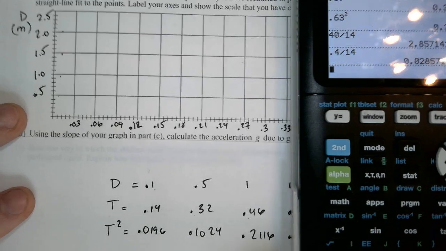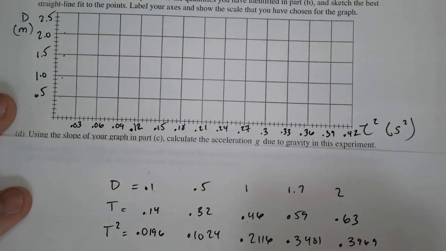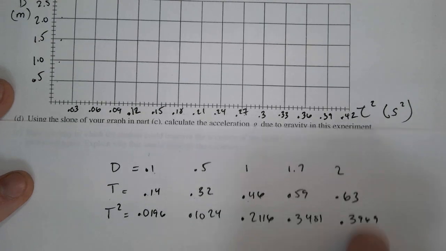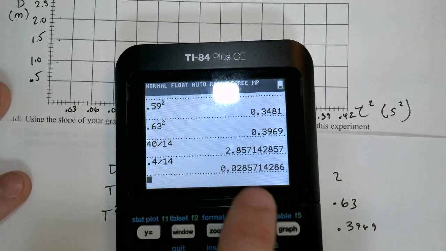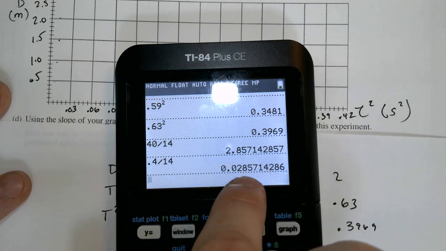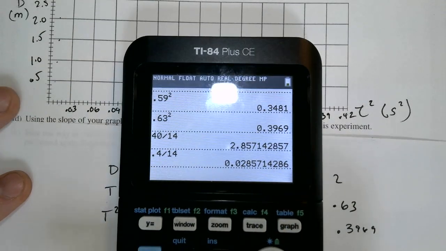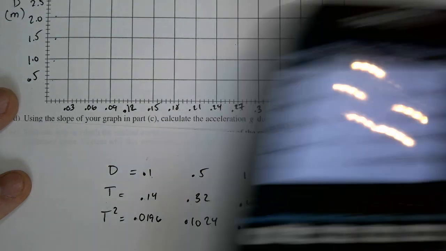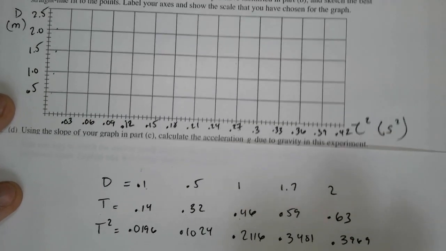Okay, so for those of you wondering how I did that, I realized that I had to go from 0 to 0.4 for the t squared here, and I divided that by how many dashes I had. I got that much, and you can't go under that because then it won't fit. So you can round up, and that's what I did. I rounded up the 0.028 to 0.03. Okay, so let's plot the stuff.